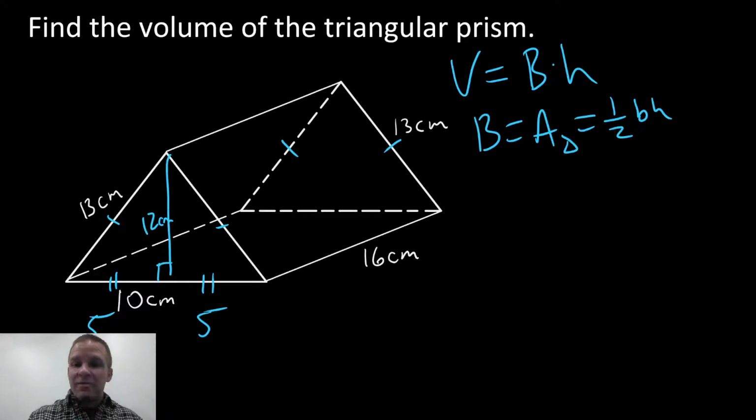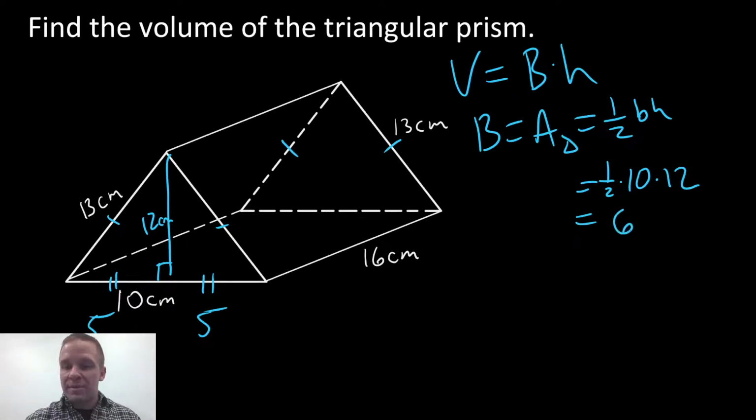So now I have the area of my triangle all figured out, don't I? So my base is going to be 10, my height's going to be 12, and if I take 120 divided by 2, that's going to be 60 for the big B.